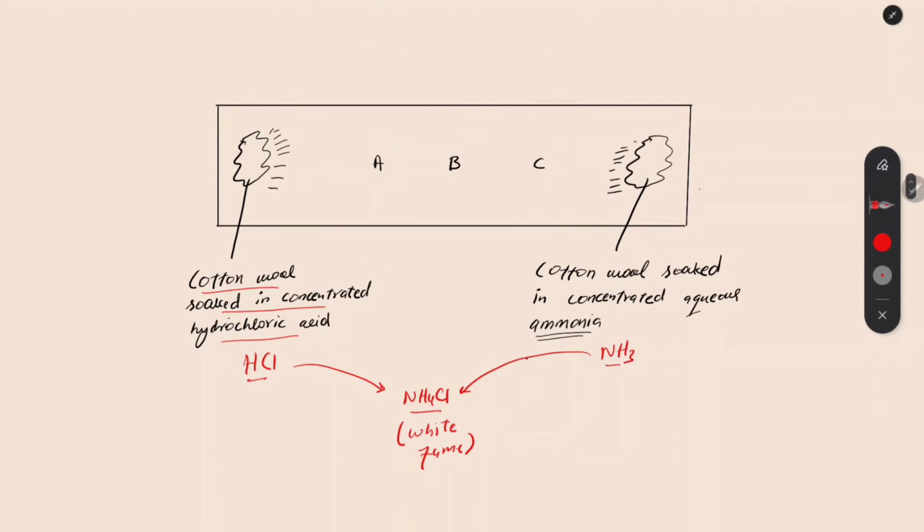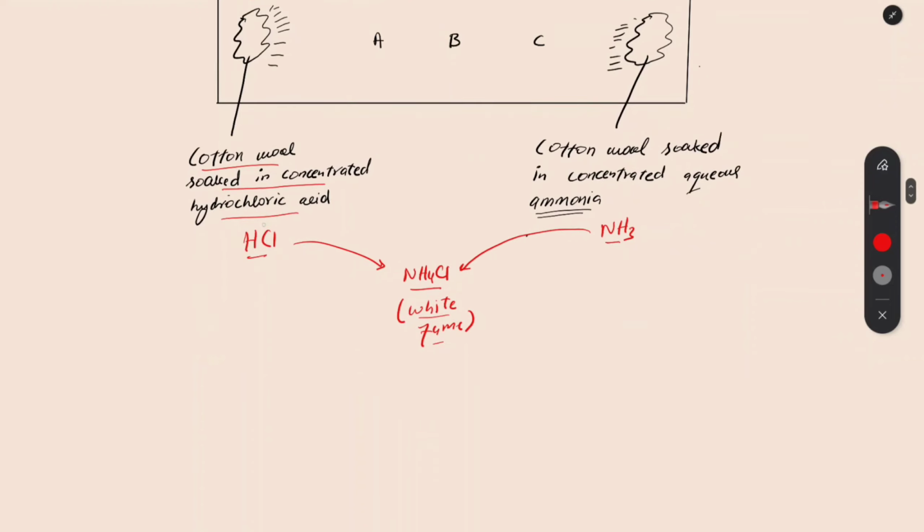So this one is ammonia and this one is HCl. At any point of this tube, ammonia and HCl will join and you will get a white colored fume. That could be point A, B or C. Now they will ask you at which point, A, B or C, both of these molecules will join. How can we answer it? We find which one is lighter. If ammonia is lighter or HCl is lighter, it will move faster.